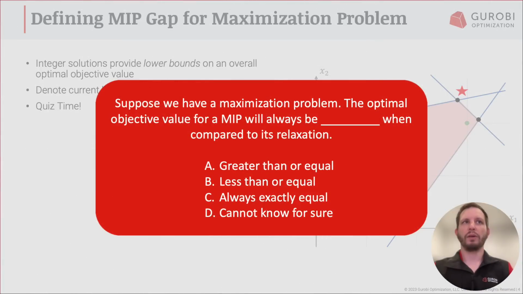All right, so our quiz time question. Suppose we have a maximization problem. The optimal objective value for a MIP will always be blank when compared to its relaxation: greater than or equal, less than or equal, always exactly equal, or you cannot know for sure. I'll give you a few seconds to think about it, and then we'll continue on.